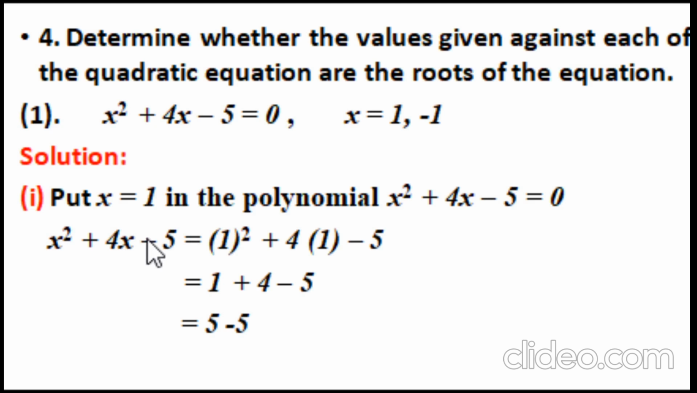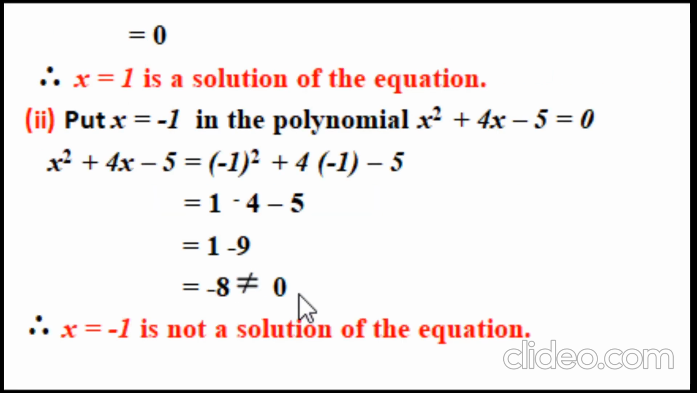Put x as 1. So square of 1 plus 4 into 1 plus minus 5. Square of 1 is 1, 4 into 1 is 4, and minus 5 as it is. So 1 plus 4 is 5, 5 minus 5 is 0. So this value is 0, therefore this is the solution of the equation. If it is not 0, then it is not a solution of this equation.